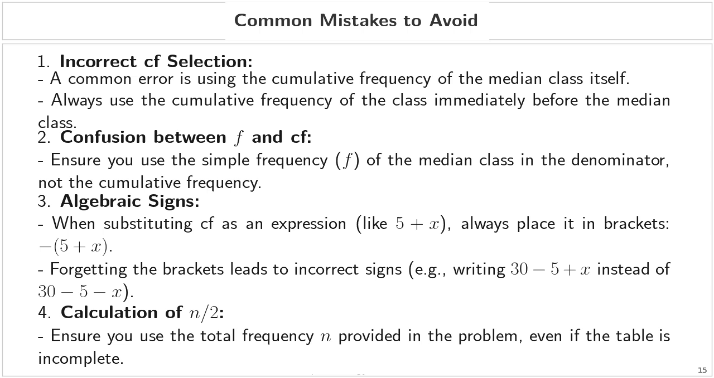Finally, regarding the calculation of n divided by 2, always ensure you use the total frequency, n, as provided in the problem statement. Do not try to calculate n by summing the incomplete table. Use the value given to you at the start. If you can avoid these mistakes, you will find that solving for missing frequencies becomes a much more manageable process. Now, let's look at our key takeaways to summarize everything we've learned.